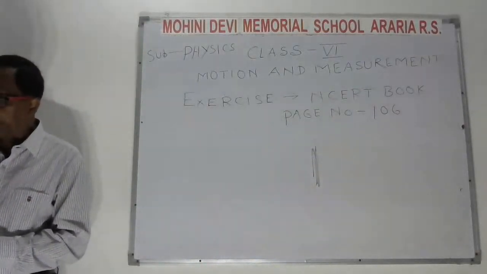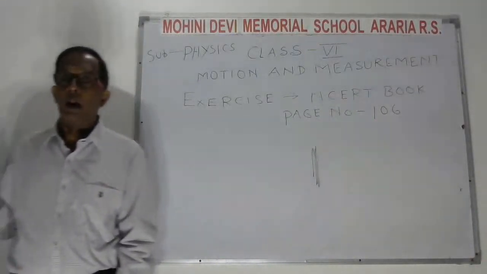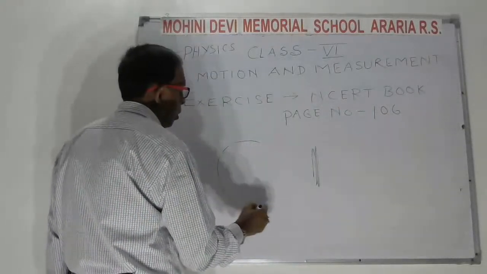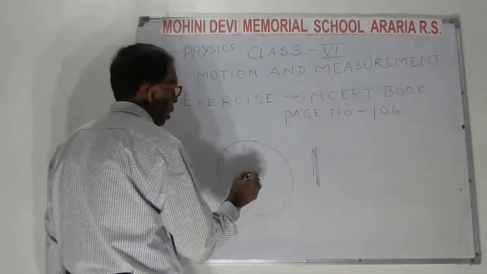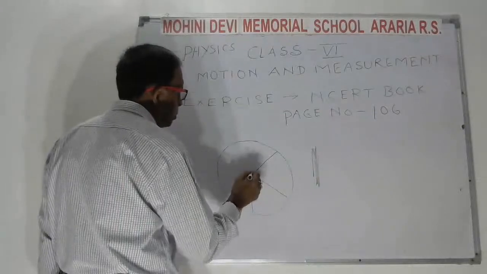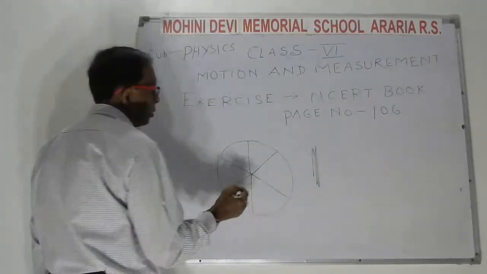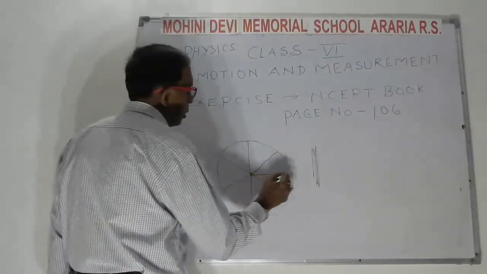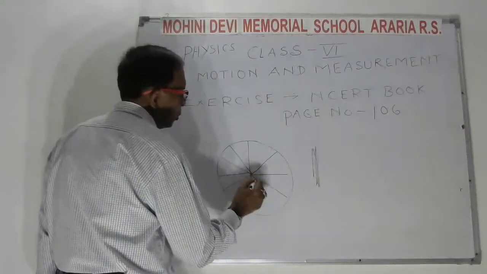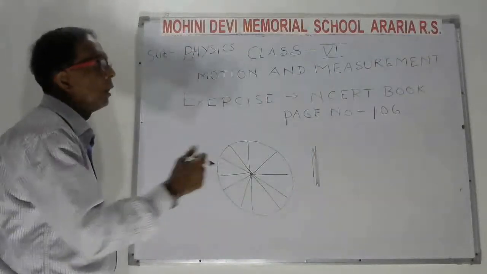And the last question, fill in the blanks: motion of the wheel of a bicycle. The wheel of a bicycle is circular. And there are so many iron sticks, which are called spokes, present inside the circle connected with the center, which help the wheel to stay strong. Now think what happens when the cycle starts to move.